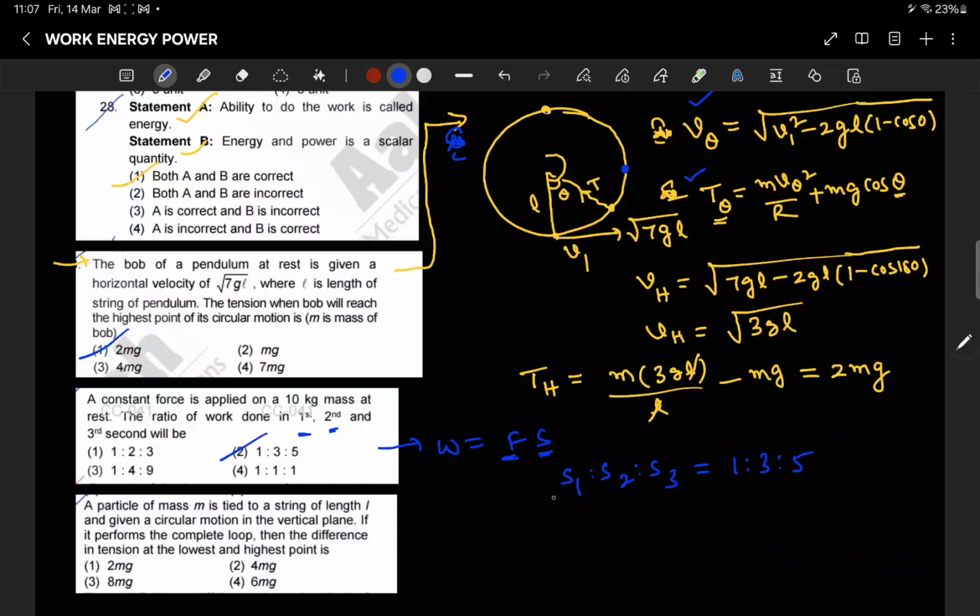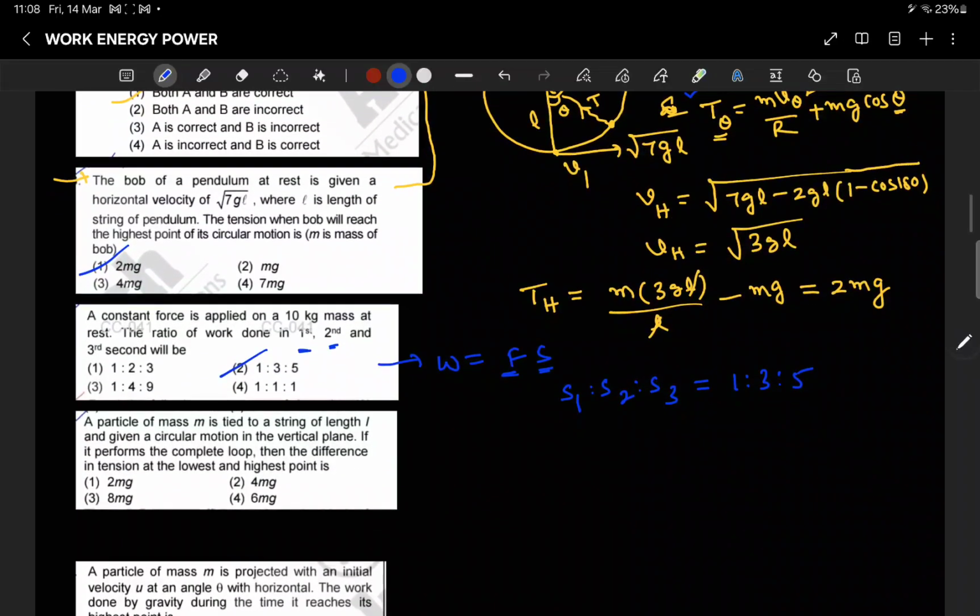Force is constant only. Displacements ratio 1 is to 3 is to 5, so the ratio of work done is also 1 is to 3 is to 5. Yes, it is an easy problem only, students. Next question.